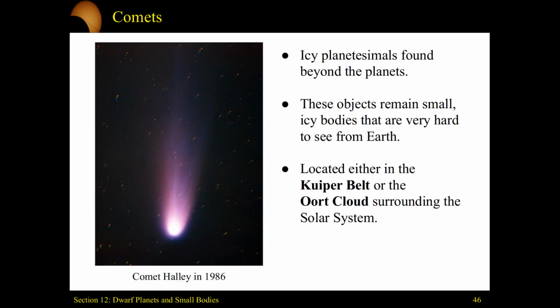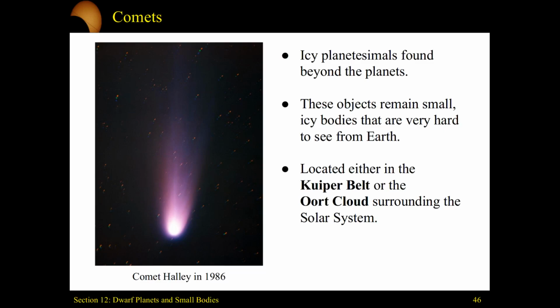Our next category of materials out in the solar system will be the comets. The number one way to identify these comets is their gorgeous tails trailing behind them. So a comet is going to be icy planetesimals. They're not going to be so much rocks and metals. They're going to be types of ices.